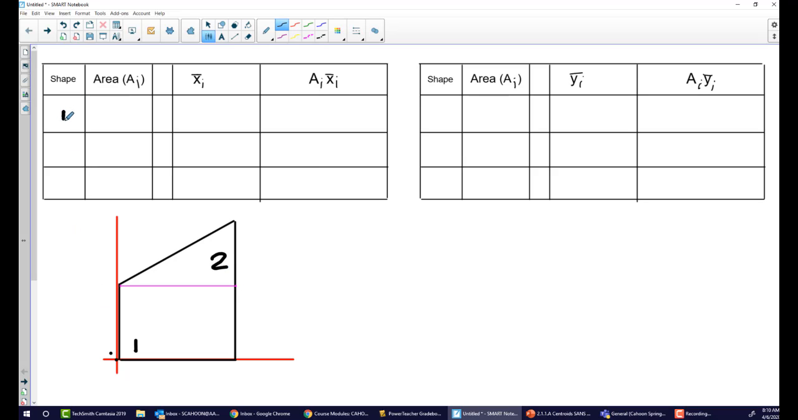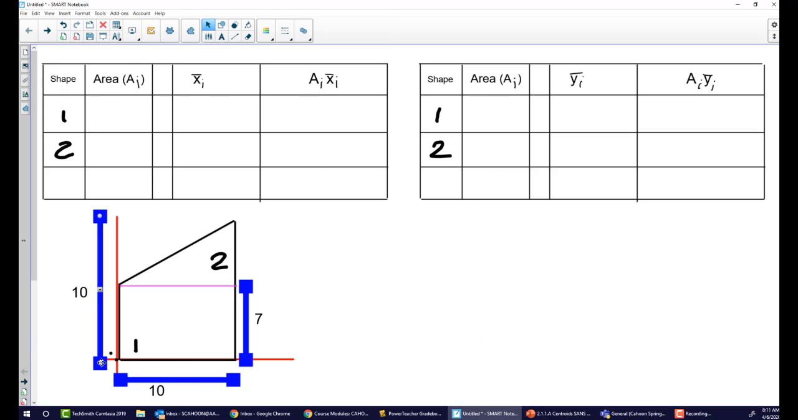So up here in my table, I only actually have two shapes. So I'm just going to put one and two in my table. Okay, so let's work on the area first. So this is 10, the base, times 7. So 70 is going to be my area up here. And so my area of shape 1 is going to be 70 inches squared.